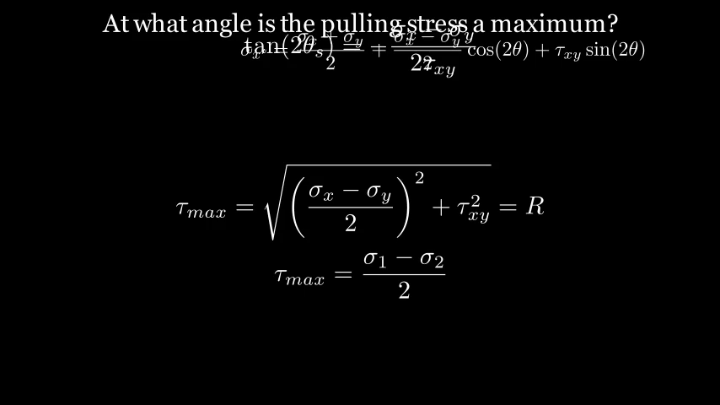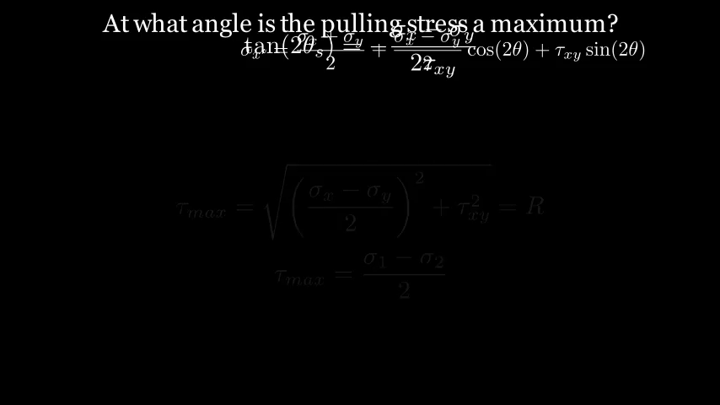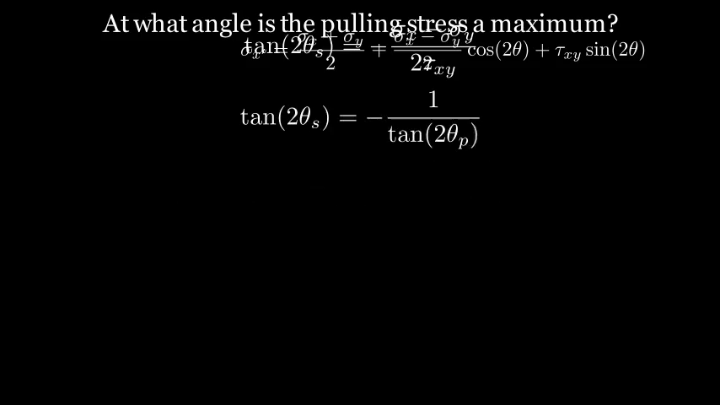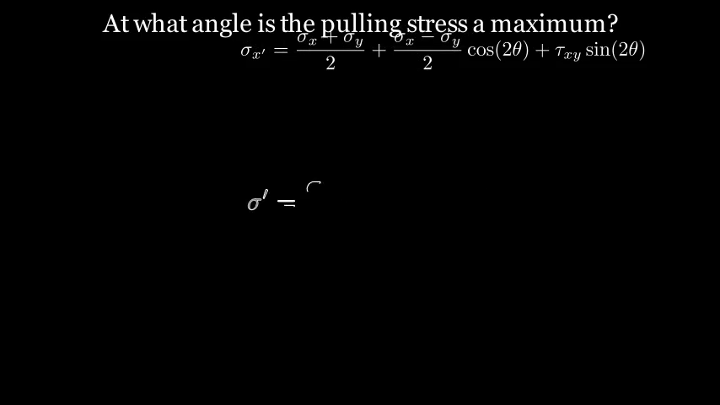An even more elegant way to see it is that the maximum shear stress is just half the difference between the maximum and minimum principal stresses. This negative reciprocal relationship between the tangents is a big giveaway. It tells us that the angle 2 theta s and 2 theta p are 90 degrees apart. This means the planes of maximum shear are always oriented exactly 45 degrees away from the planes of principal stress. They are intrinsically linked.